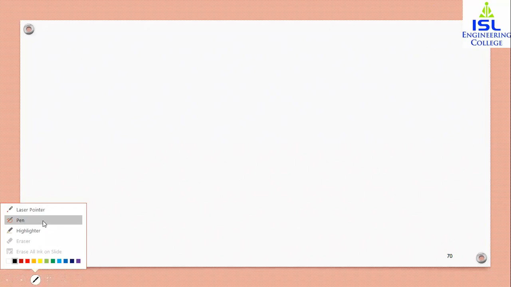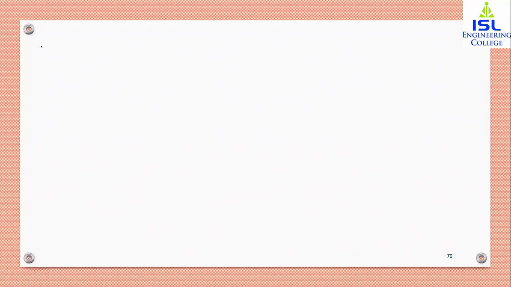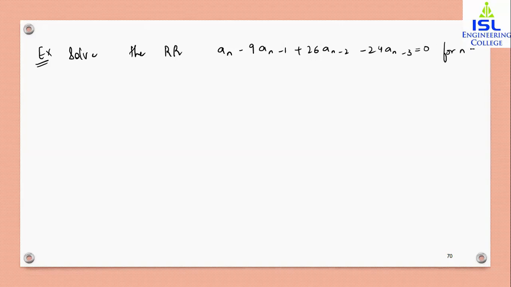Similarly, we will take another example. For this example, I'll directly give you the first equation and the last. You can try solving it by yourself by looking at the previous example. So the question is, solve the recurrence relation an minus 9an minus 1 plus 26an minus 2 minus 24an minus 3 is equal to 0 for all n greater than or equal to 3. Now for this, the solution is as follows.